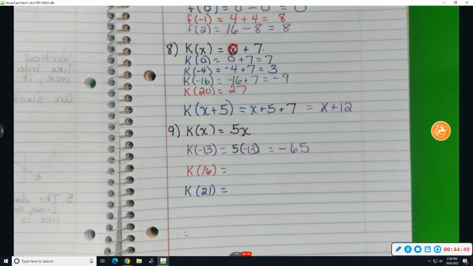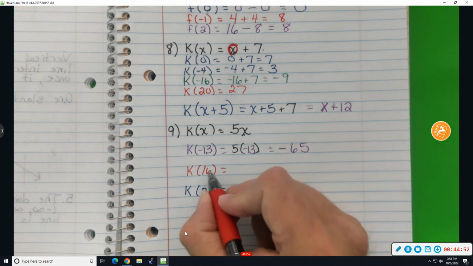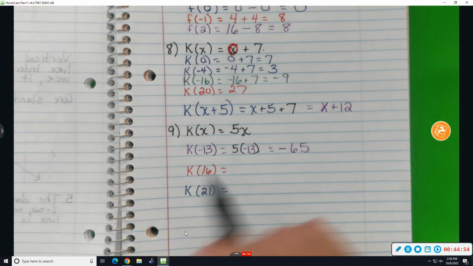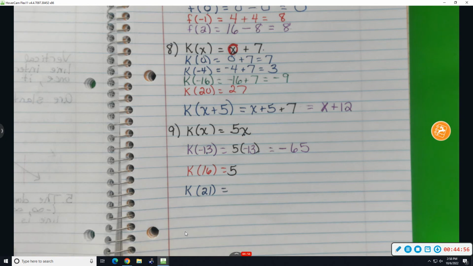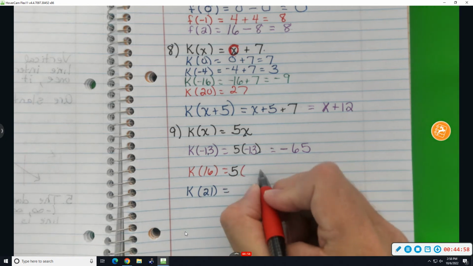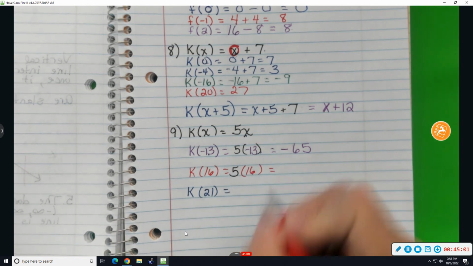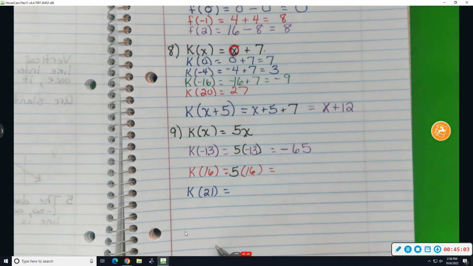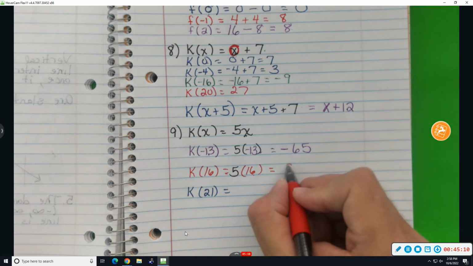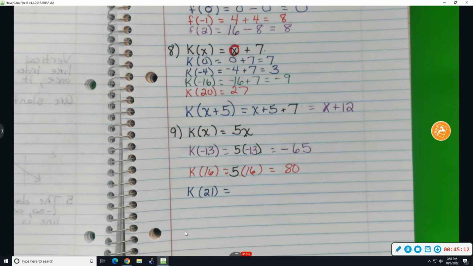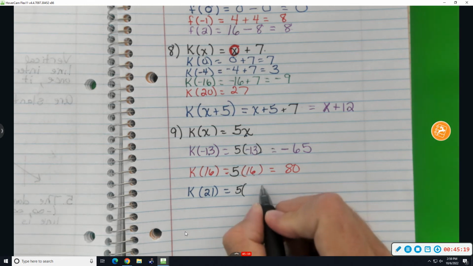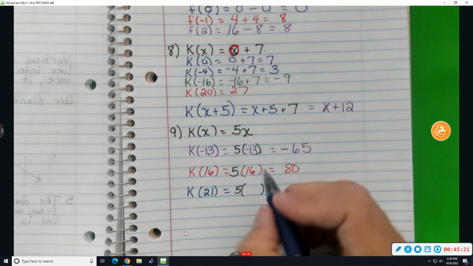Let's see. What about the other one? Negative 5 times 16. What would that be? That'd be 10 times 5, 50, plus 6 times 5, 30. Is that going to be 80? Yes. And finally, 5 times 21. I agree, 105.